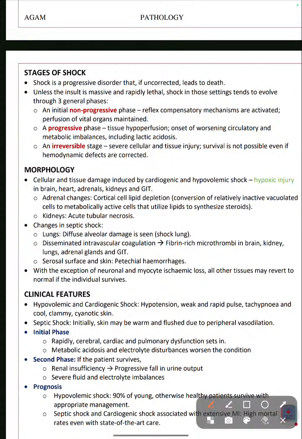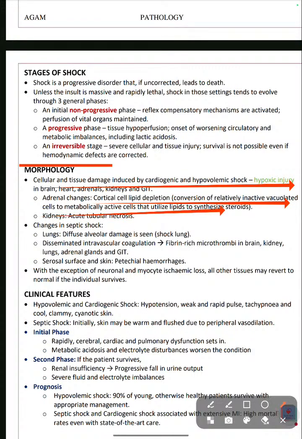So talking about the morphology. In morphology, what will happen? There is cellular and tissue damage induced by cardiogenic and hypovolemic shock, that is hypoxic injury in brain, heart, adrenals, kidney, and GIT. Adrenal changes: cortical cell lipid depletion, conversion of relatively inactive vacuolated cells to metabolically active cells that utilize lipids to synthesize steroids. Kidneys: acute tubular necrosis.